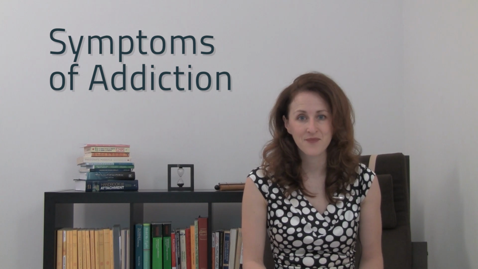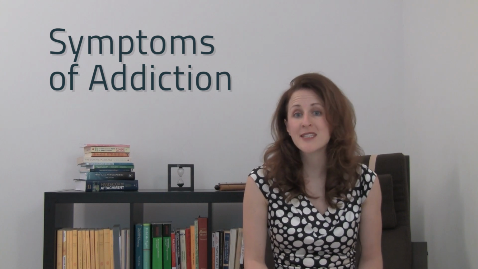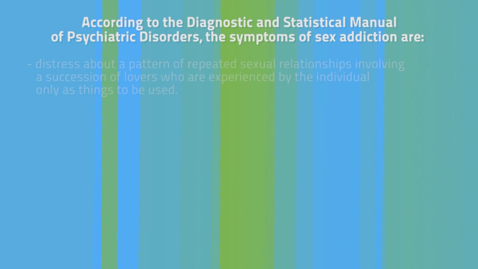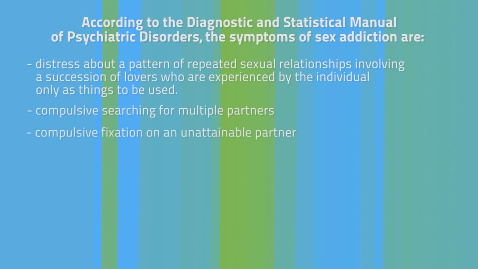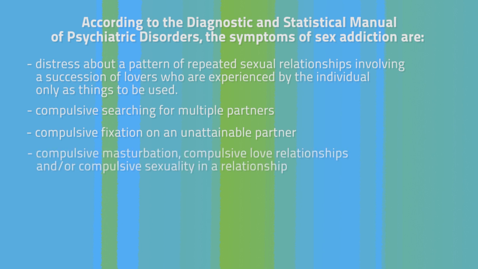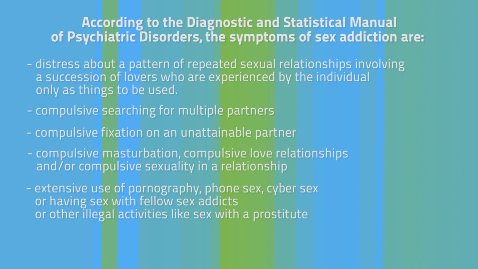Symptoms of sex addiction. According to the Diagnostic and Statistical Manual of Psychiatric Disorders, the common symptoms of sex addiction are distress about a pattern of repeated sexual relationships involving a succession of lovers who are experienced by the individual only as a thing to be used, compulsive searching for multiple partners, compulsive fixation on an unattainable partner, compulsive masturbation, compulsive love relationships, and/or compulsive sexuality in a relationship, extensive use of pornography, phone sex, cyber sex, or having sex with fellow sex addicts, or even other illegal activities like sex with a prostitute.